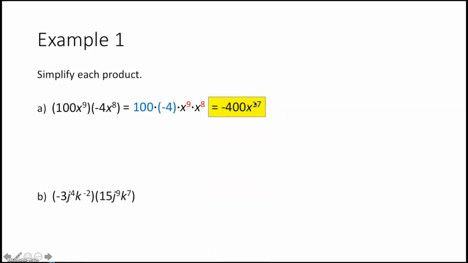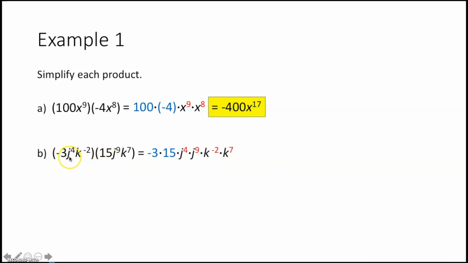Here, we have two more monomials that we're multiplying together. Again, we multiply the coefficients out front, so -3 times 15. And then we add the exponents of the like bases. So j to the 4th times j to the 9th, we add together the 4 and the 9, we get 13. K to the -2nd times k to the 7th, we add together the -2 and the 7, and we end up getting 5. So that's how you end up with -45, j to the 13th, k to the 5th.